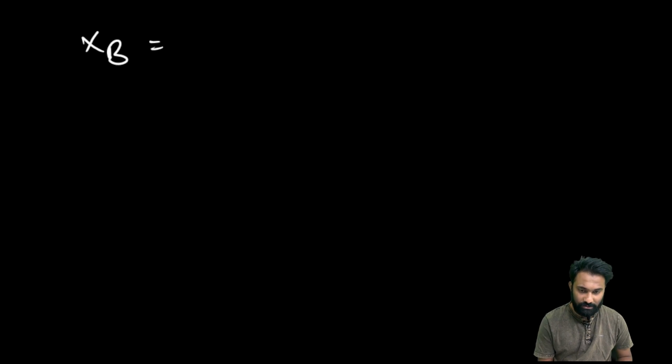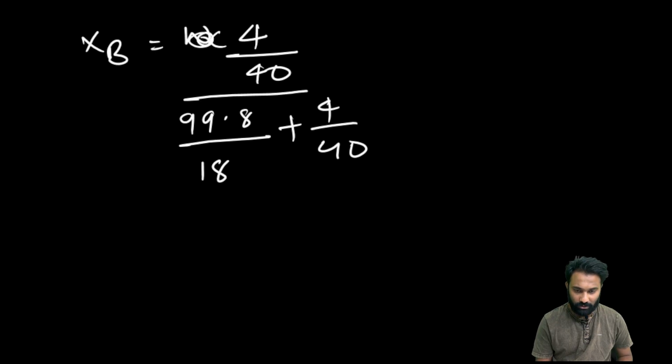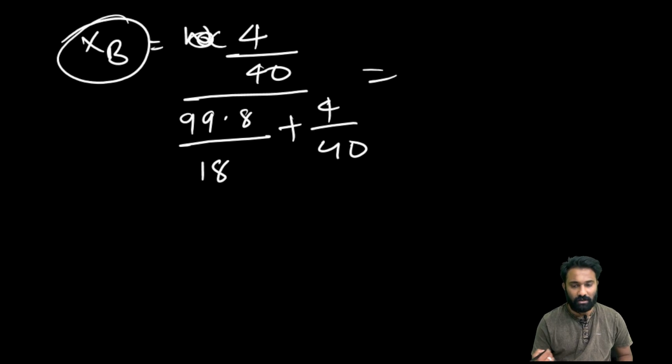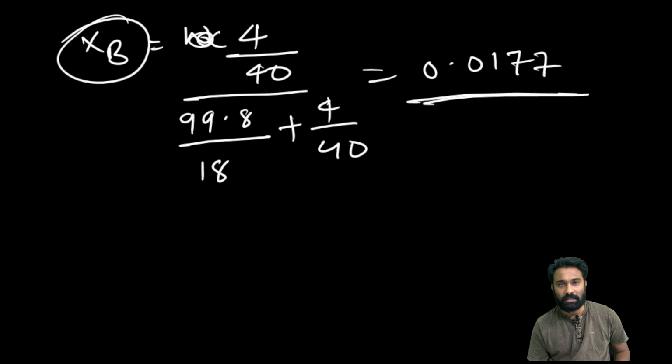After getting the weight of the solvent, mole fraction chi B is equal to weight of solute, which is 4, over molecular weight of the solute, 40, divided by weight of the solvent, 99.8, over molecular weight of the solvent, 18, plus 4 by 40. If you solve, you will get the mole fraction of the NaOH, approximately 0.0177. Okay.